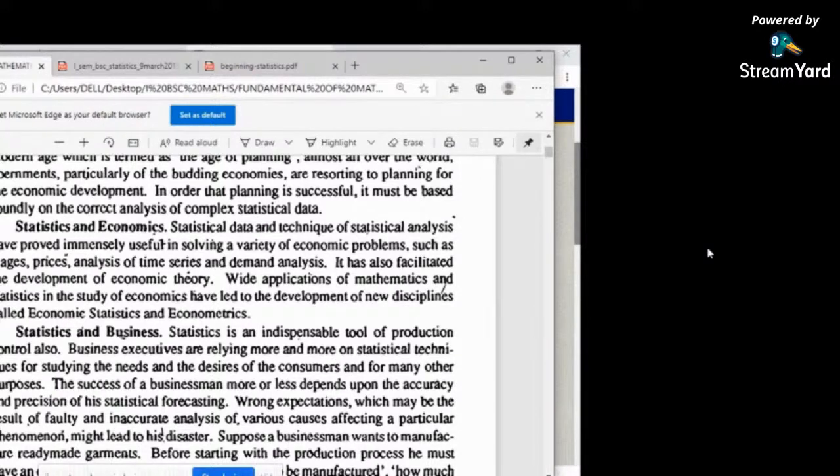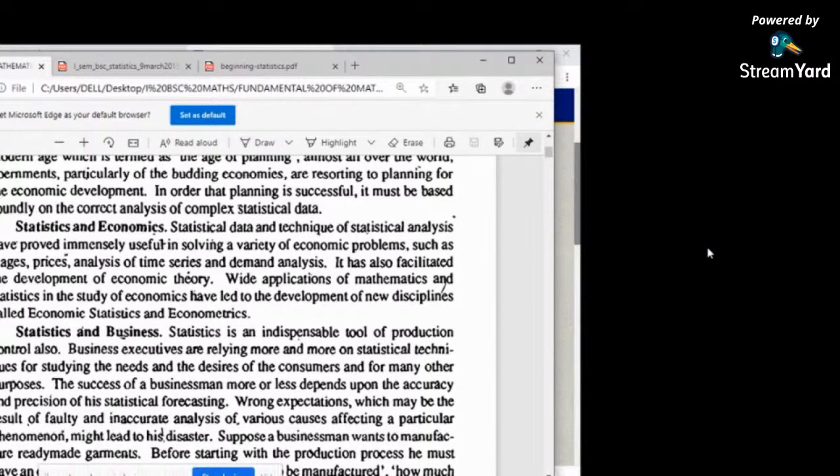Wide applications of mathematics and statistics in the study of economics have led to the development of new disciplines called economic statistics or econometrics. You can see in MA economics a paper named econometrics. That is a joint subject of economics and statistics. Another is statistics and economics.